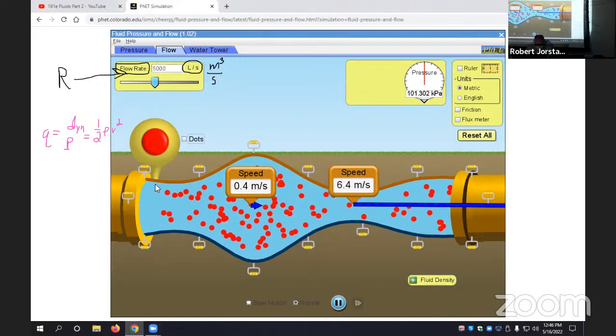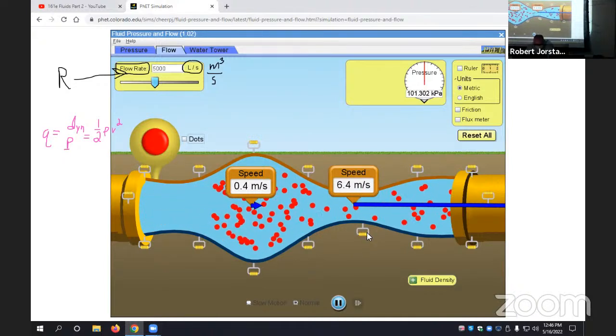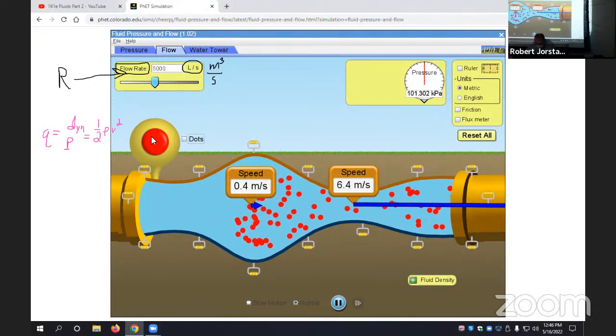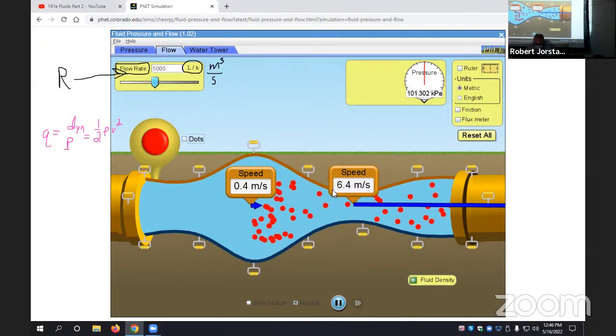And then maybe what I'll do is, let's do this. I'm going to wait for this to flow out. I just took the dots away. Give me a second.